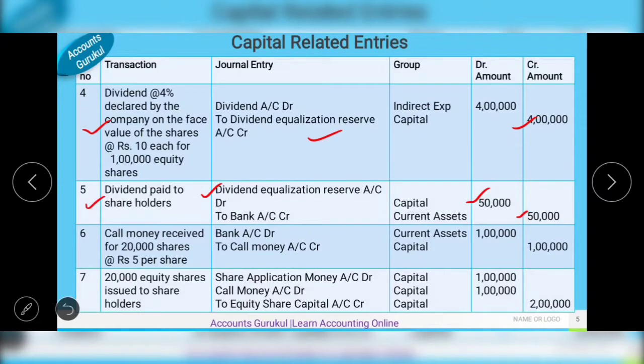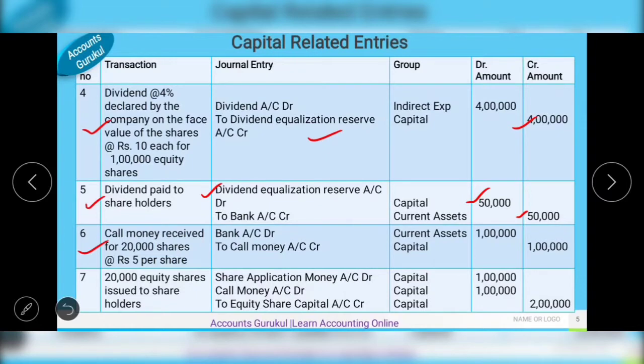So just understand the entries, don't go with the amount, what amount is mentioned over there, it doesn't mean that we are doing the same amount as a payment for that. So understand the flow of entries and how the entry should be in the systems, and how we have to pass the entry into the accounting.